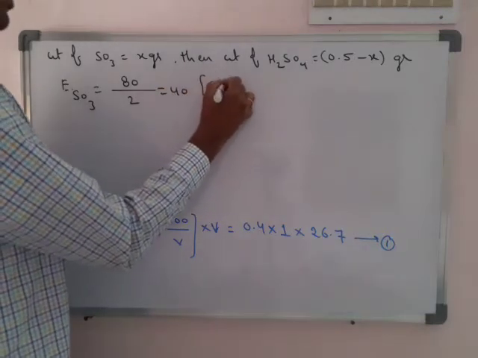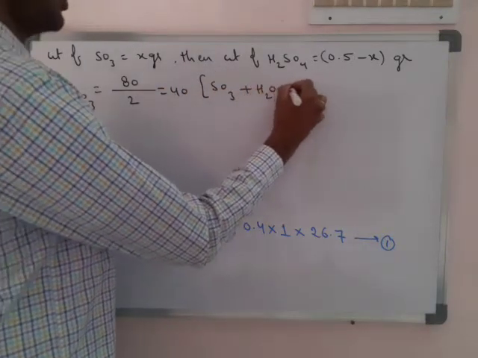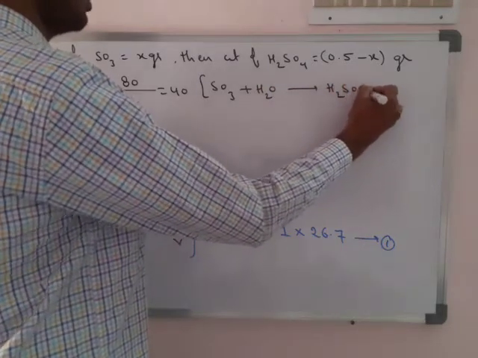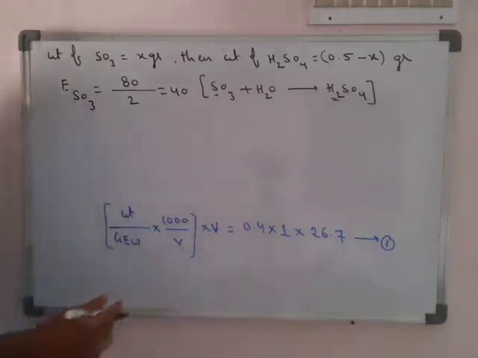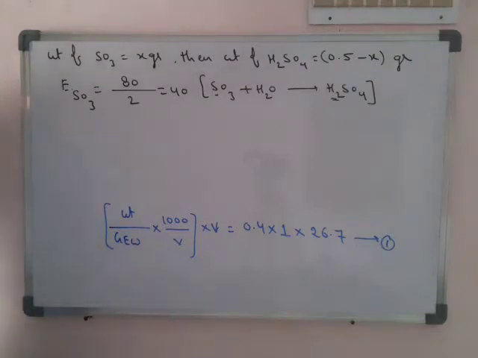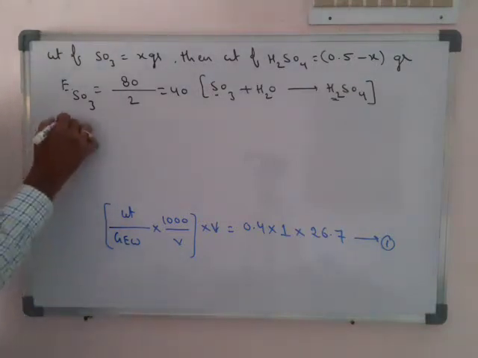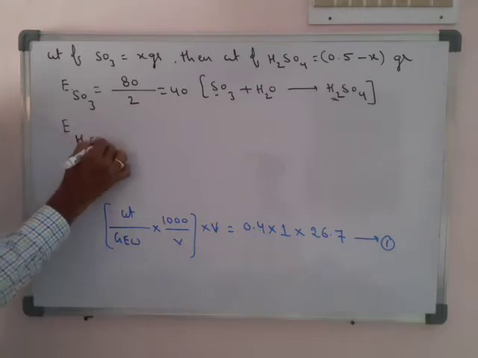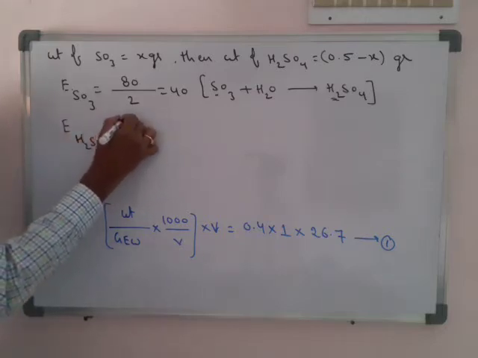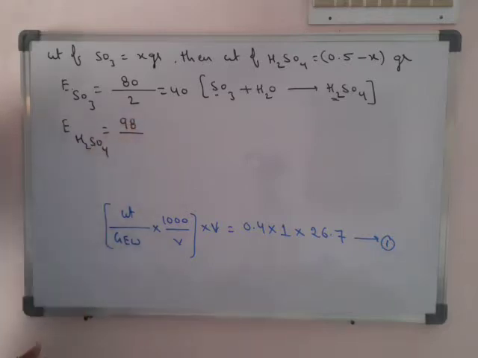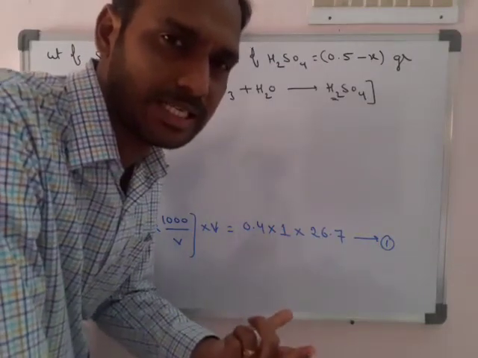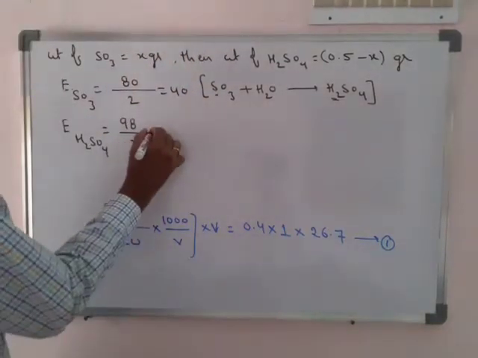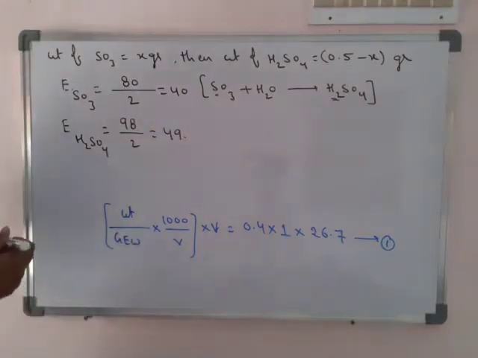How is it 2? When SO3 reacts with H2O, it forms H2SO4, meaning it is ready to gain 2H plus ions. So we can write its n factor is equal to 2. Next, what is the equivalent weight of H2SO4? H2SO4 molecular weight is 98, divided by its basicity. H2SO4 is an acid, and it can release 2H plus, so the n factor is 2. So that is 49. Now we substitute all these values in equation 1.